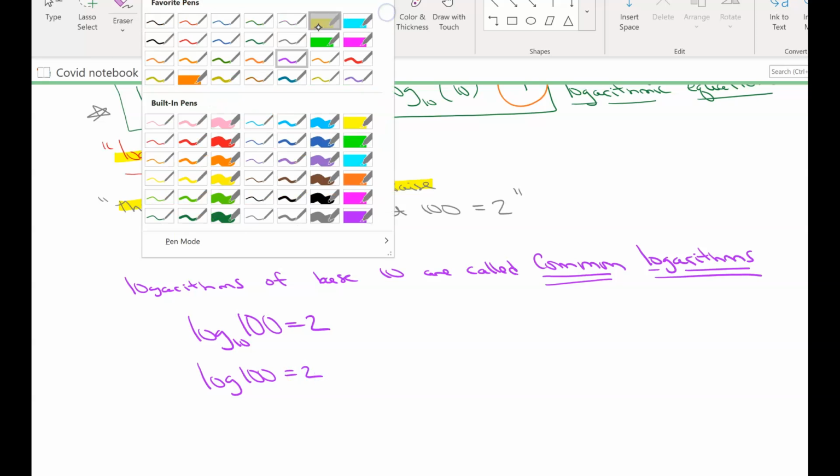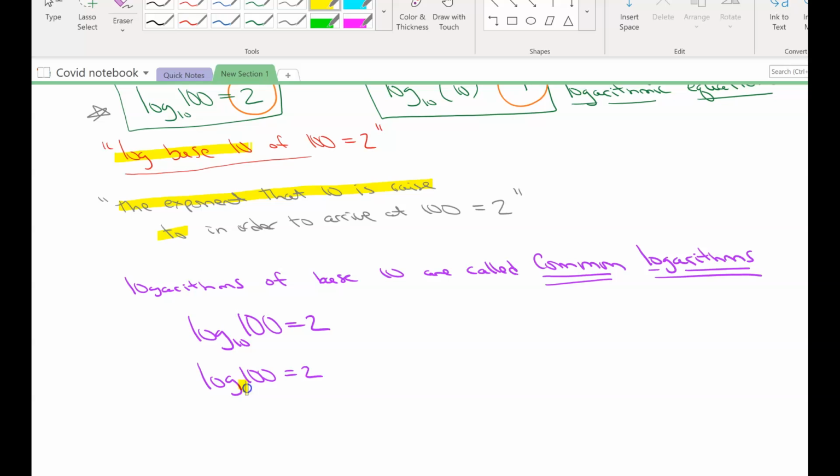So whenever there is an unwritten base, it's understood the base is 10. Similarly, when I had log base 10 of 1/10 equals -1, this is equivalent to this. So in the future, as we move on, the way you say this, everyone, is you just say log of 1/10.